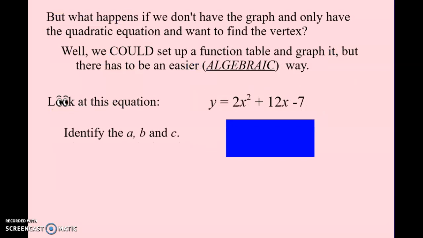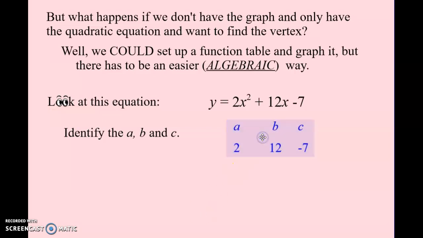But what happens if we don't have a graph and only have the quadratic equation and we want to find the vertex? Well, we could set up a function table and then graph it and then look for the vertex, but there has to be an easier way. And in algebra, we know that there is. So look at that equation, y equals 2x squared plus 12x minus 7. The first thing I want you to do is identify the a, b, and c. The a is 2, the b is 12, and the c is -7.